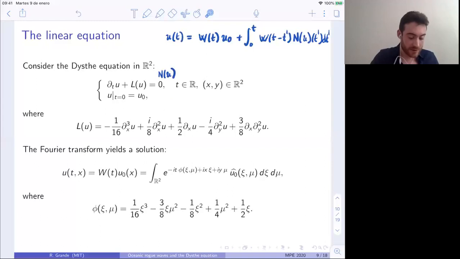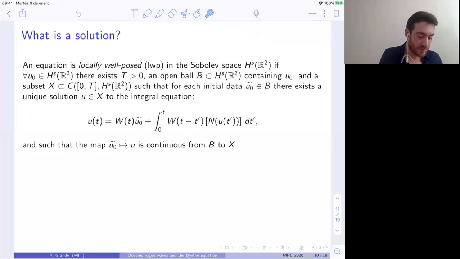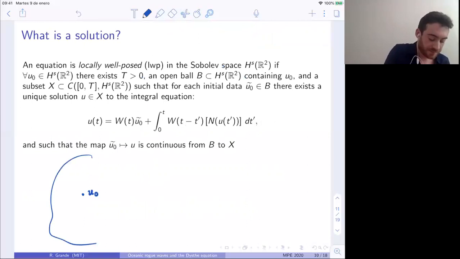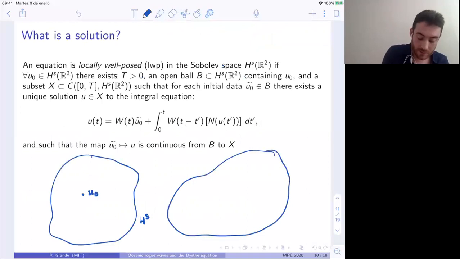Let me first remind everyone, since I'm not sure what the background is in these talks, of the notion of solution that we are using, at least in this context of dispersive equations. The idea is that we will say that a problem like the one I presented is locally well-posed in some Sobolev space H^s if, for any initial data, so suppose that we have some initial data u0 that lives in a space H^s, again, we expect the solution then to live in the space H^s uniformly in time. So this is why we take this as the solution space.